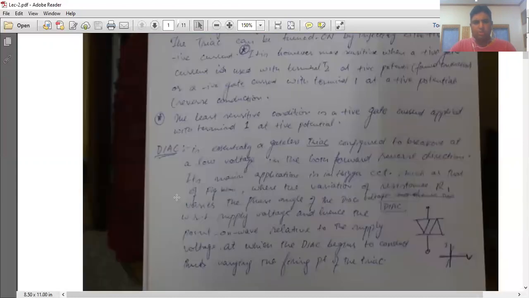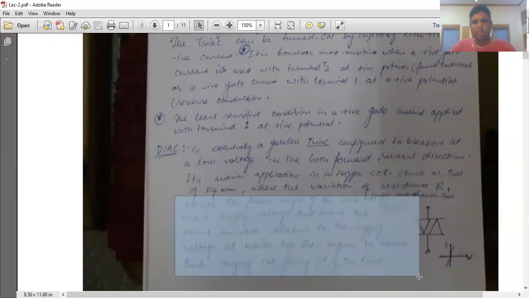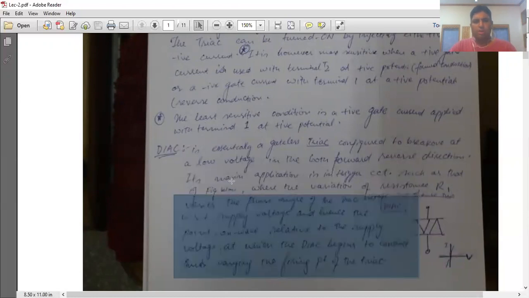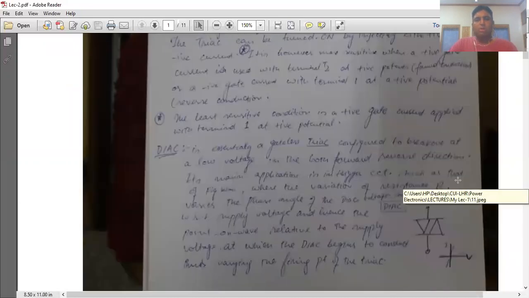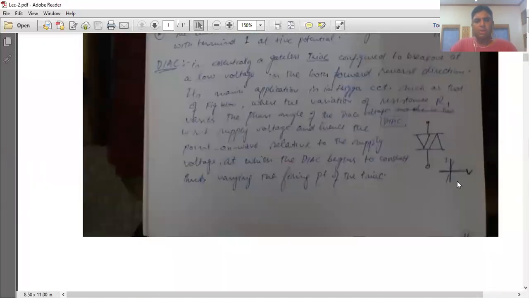Okay, you can cover this topic up to here only, trigger circuits. The last paragraph is not required because there is a diagram missing here. So you can say that the main application of diac is in trigger circuits. So up to here you can cover this topic. Okay, this is diac and triac.